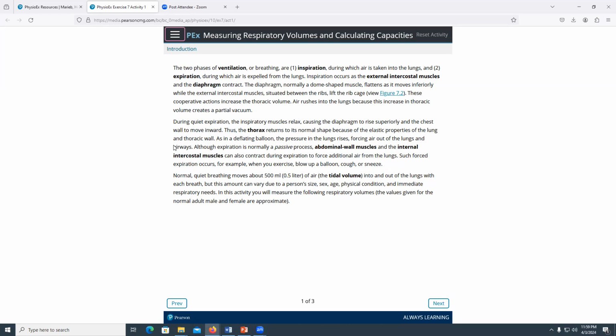And in expiration, so when I'm expiring, we're not using external intercostal muscles. We are using intercostal muscles all the time, but in expiration, we are using internal intercostal muscles that push against my lung to deflate the lung.